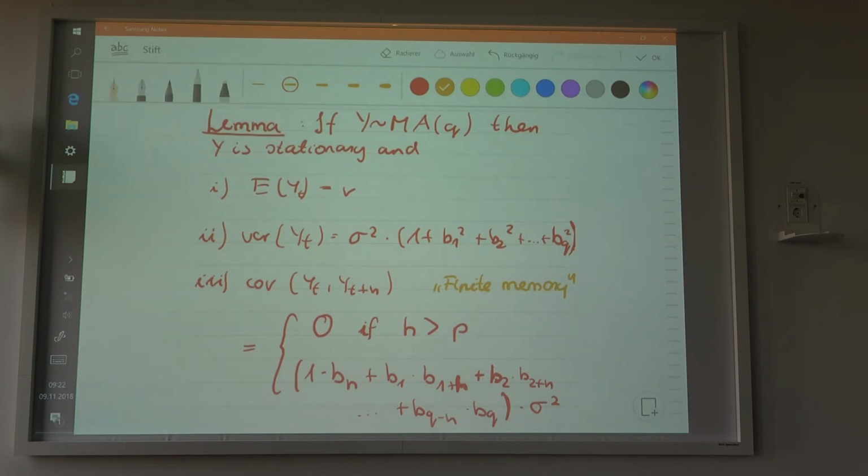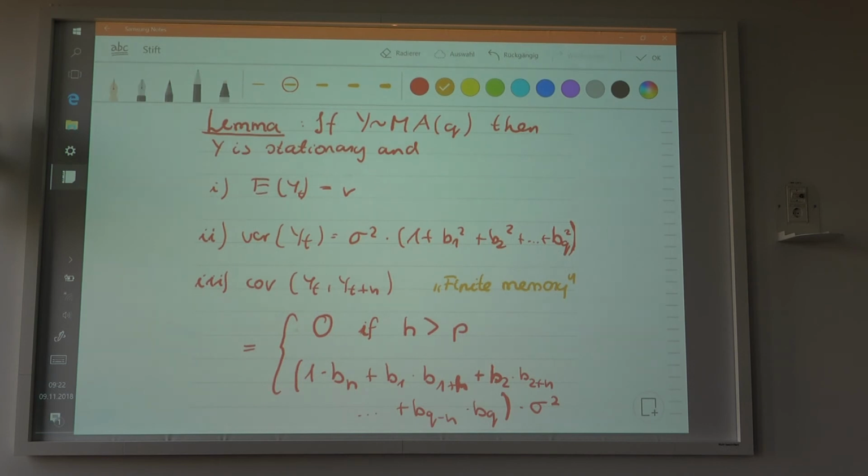So this is a basic property. It's called finite memory. No autocorrelation whatsoever after a time lag which is greater than the order of the process. So there's basically an evolving window of the process that moves forward, but it doesn't consider realizations of the past that are too far away.